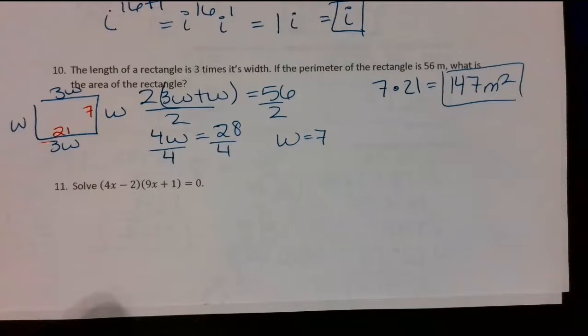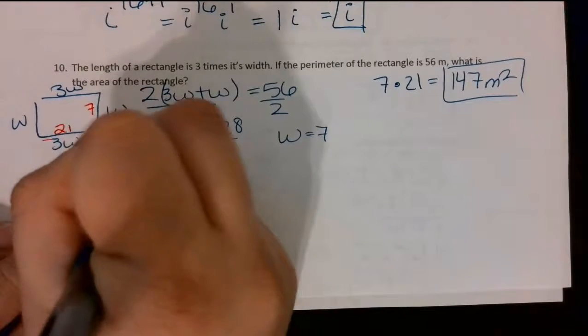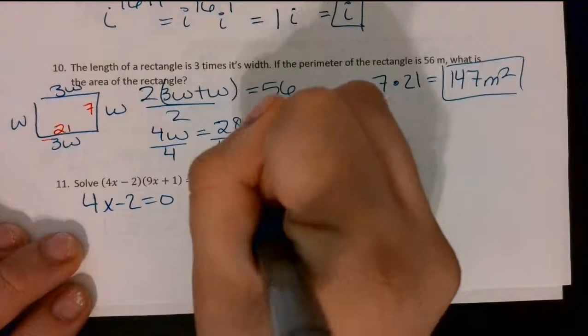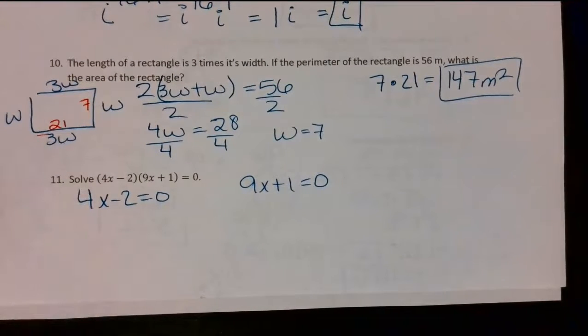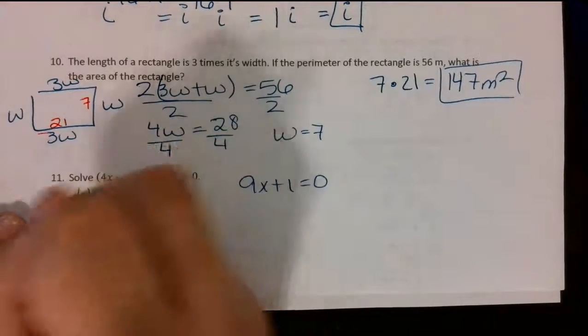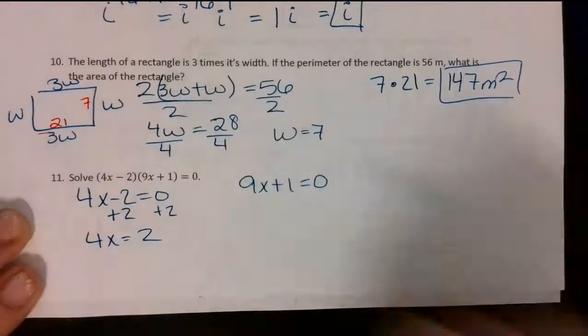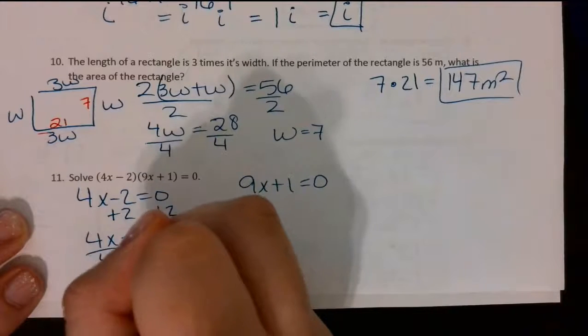Number 11 wants me to solve. It's already factored, so from here I just have to use the zero product property. I'm going to do 4x minus 2 equals 0, and 9x plus 1 equals 0. Then I'm going to solve them as two separate equations. So on the first one, I add 2 to both sides. I have 4x equals 2. Divide both sides by 4, and I get x equals 1/2.